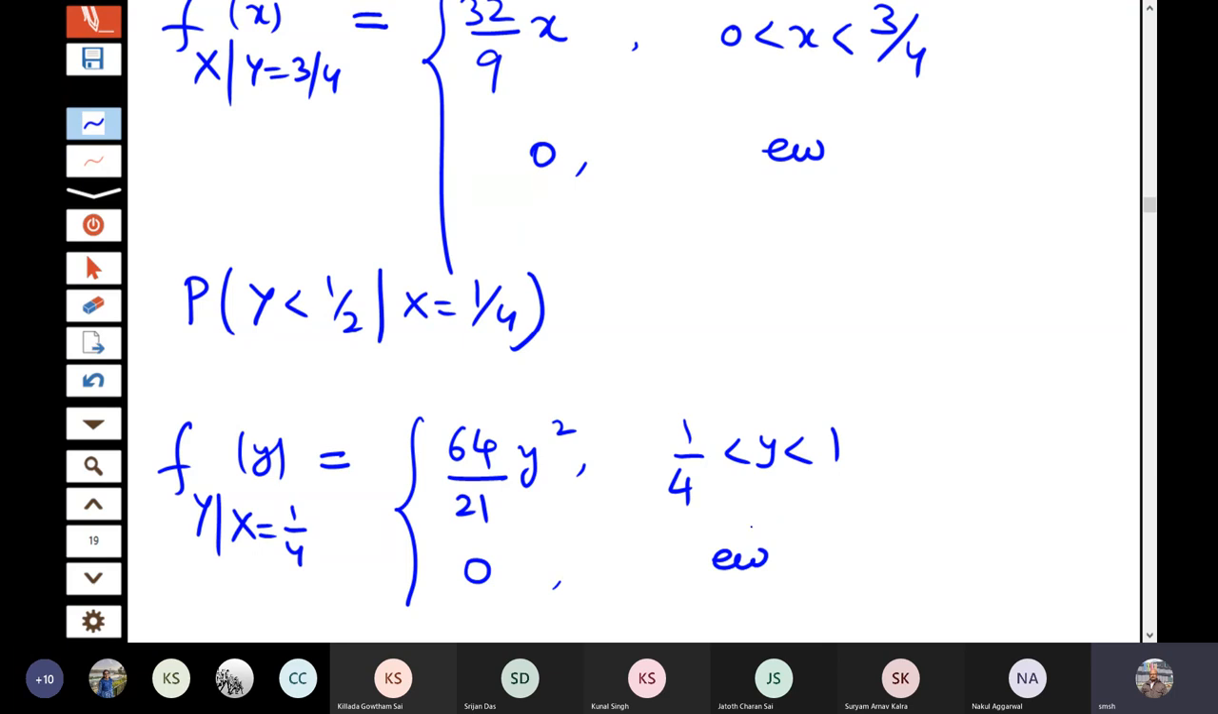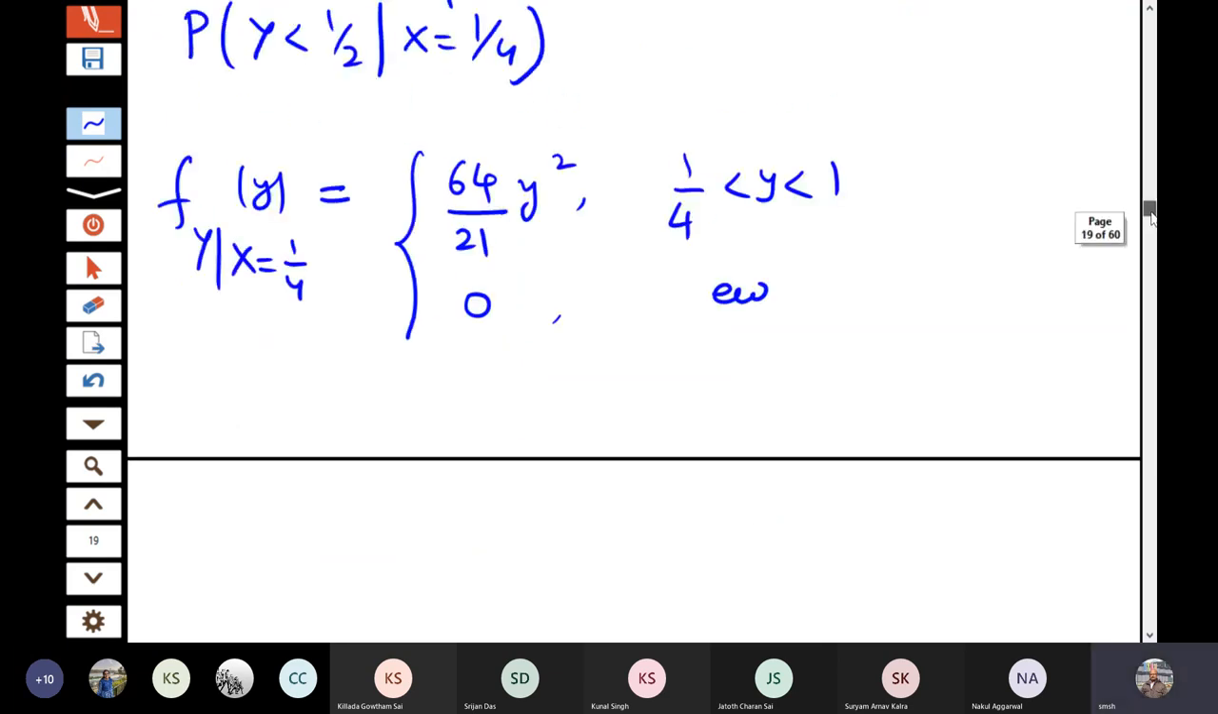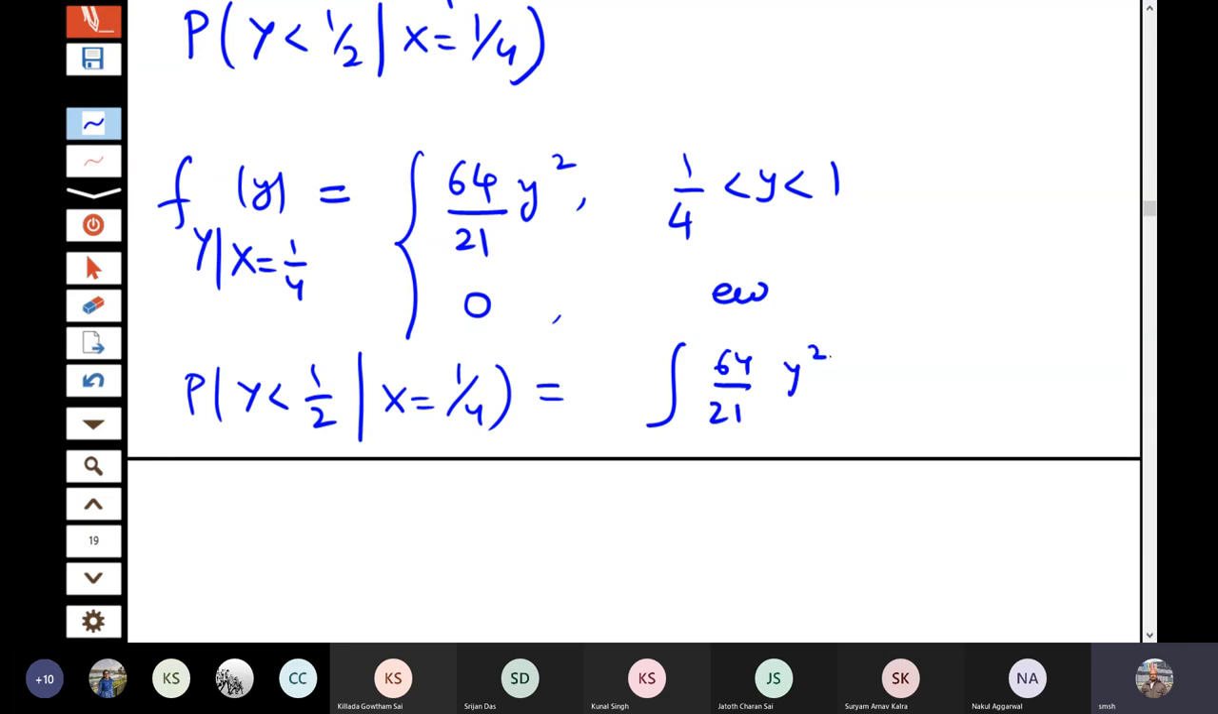Then you consider the probability y less than half given x is equal to 1 by 4. That is the integral of 64 by 21 y square from 1 by 4 to 1 by 2 dy. Of course, you can easily evaluate it. It is 1 by 9. So I hope the calculations are clear to you.